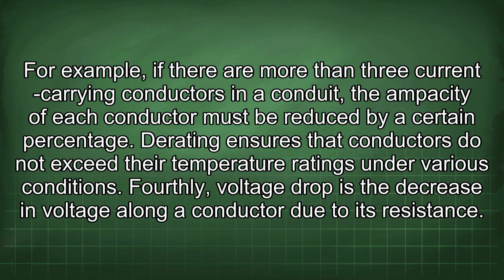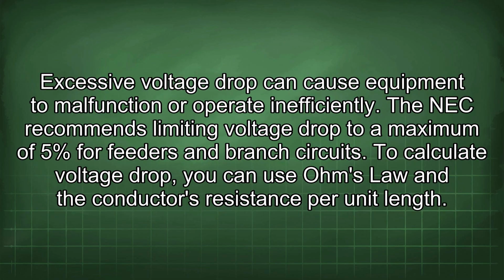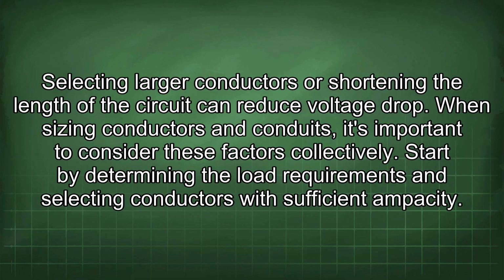Fourthly, voltage drop is the decrease in voltage along a conductor due to its resistance. Excessive voltage drop can cause equipment to malfunction or operate inefficiently. The NEC recommends limiting voltage drop to a maximum of 5% for feeders and branch circuits. To calculate voltage drop, you can use Ohm's law and the conductor's resistance per unit length. Selecting larger conductors or shortening the length of the circuit can reduce voltage drop.